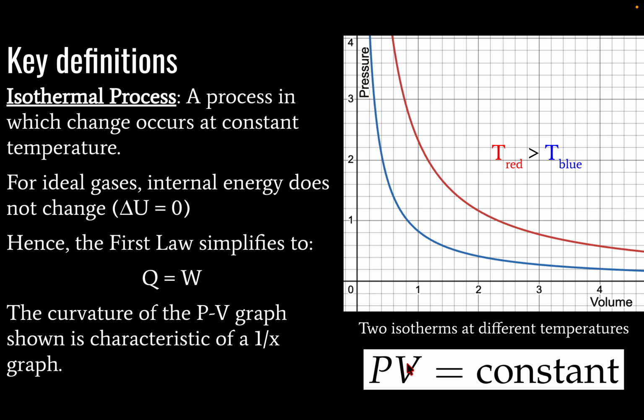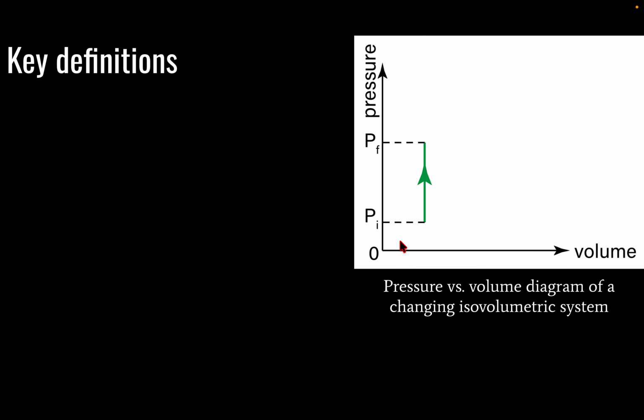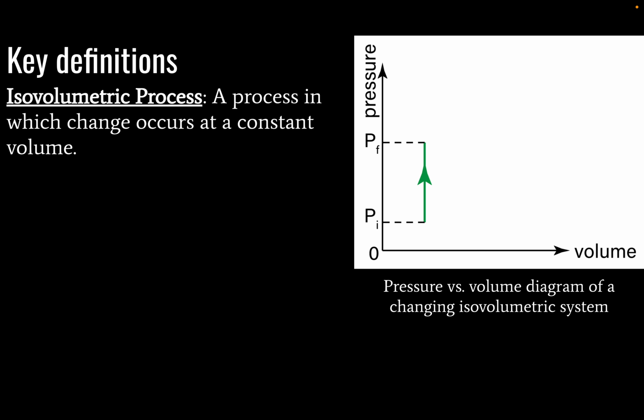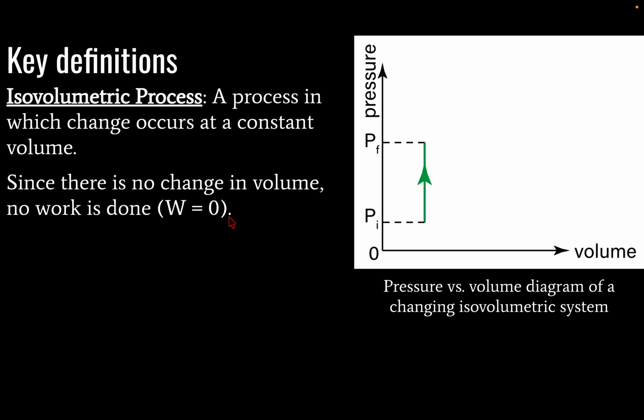Pressure is inversely proportional to volume, which is what we see here. So it all makes sense. All right, next up, we have an isovolumetric process. This is a process in which change occurs at a constant volume, and we can see that the volume is constant by this vertical line here. So that volume is not increasing or decreasing, and only pressure is changing.